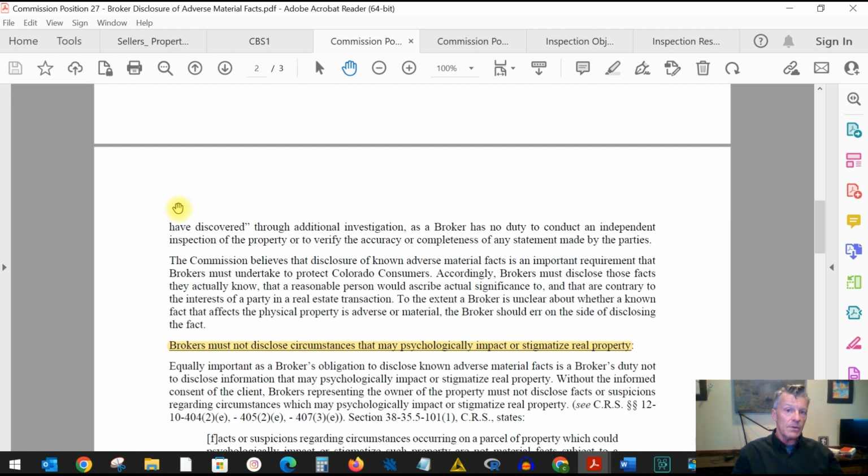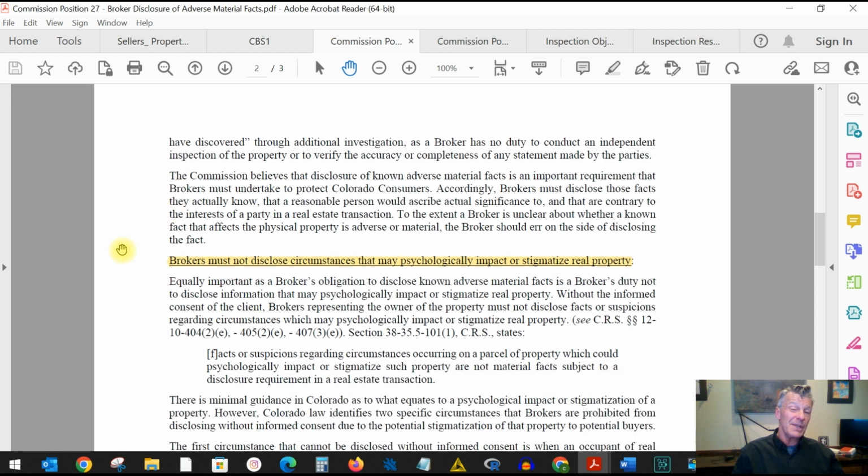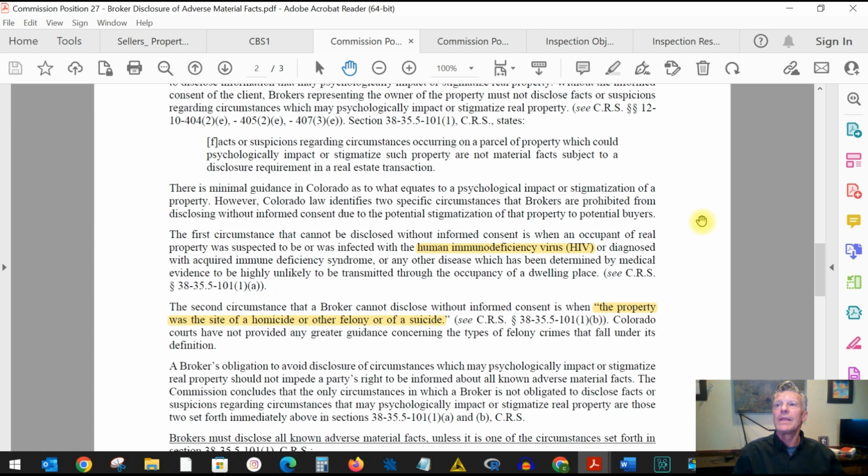Brokers have to disclose if they're aware of an adverse material fact, but there are certain things that brokers are actually not allowed to disclose, and you should be aware of them because they might give you the creeps a little bit if you read into this. Brokers must not disclose circumstances that may psychologically impact or stigmatize real property. Real property is a structure attached to earth, real estate.